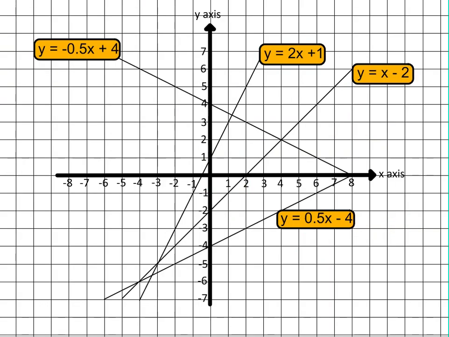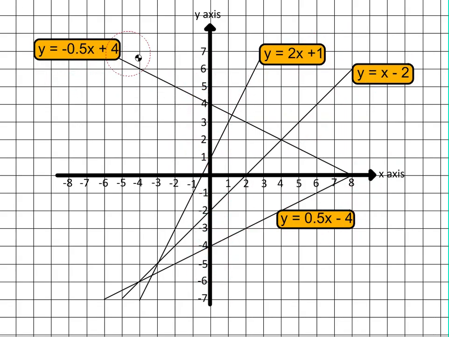Now, on the picture in front of you, we've got 4 different lines, and the equation for each one is given. So first of all, let's just check our answers again. The top left equation has a y-intercept of 4. There it is, crossing at 4. As we've seen, y equals 2x plus 1 has a y-intercept of 1, and it crosses at 1. y equals x minus 2 crosses at -2, and y equals 0.5x minus 4 crosses there at -4, just like you'd expect. So the y-intercept is very easy to understand.